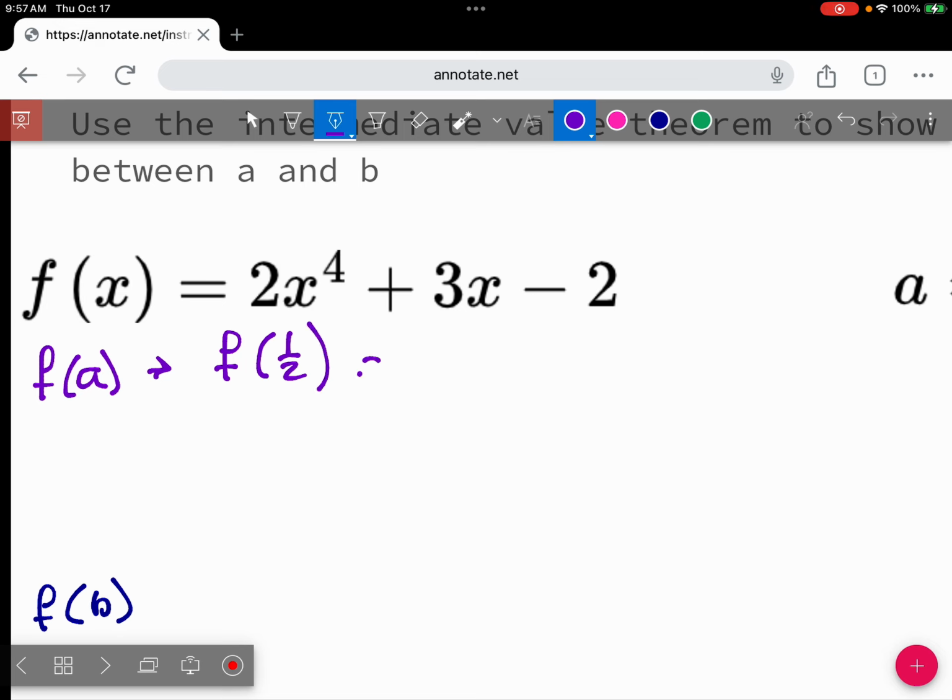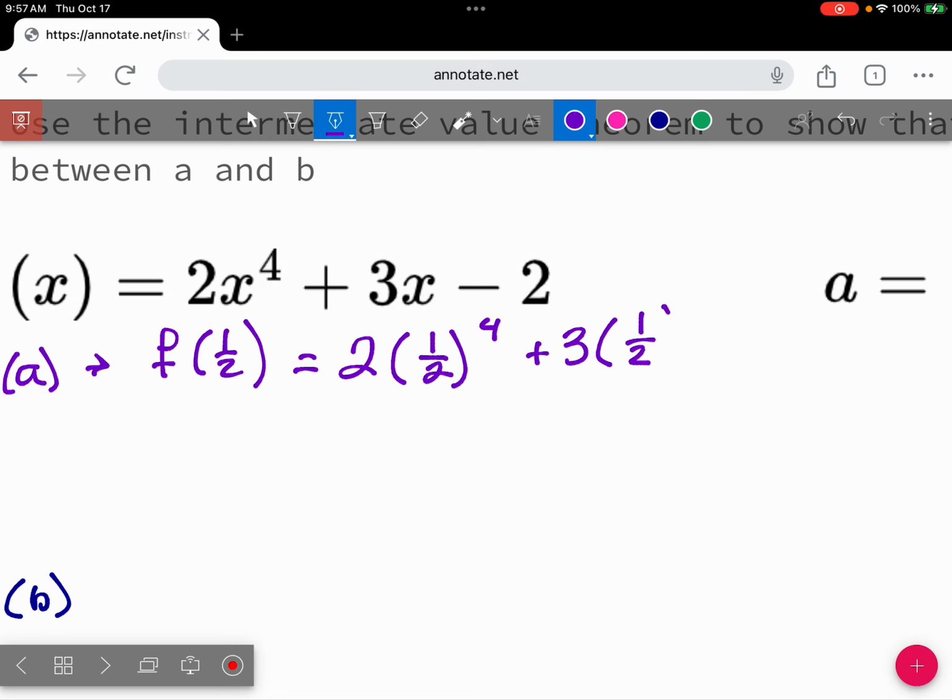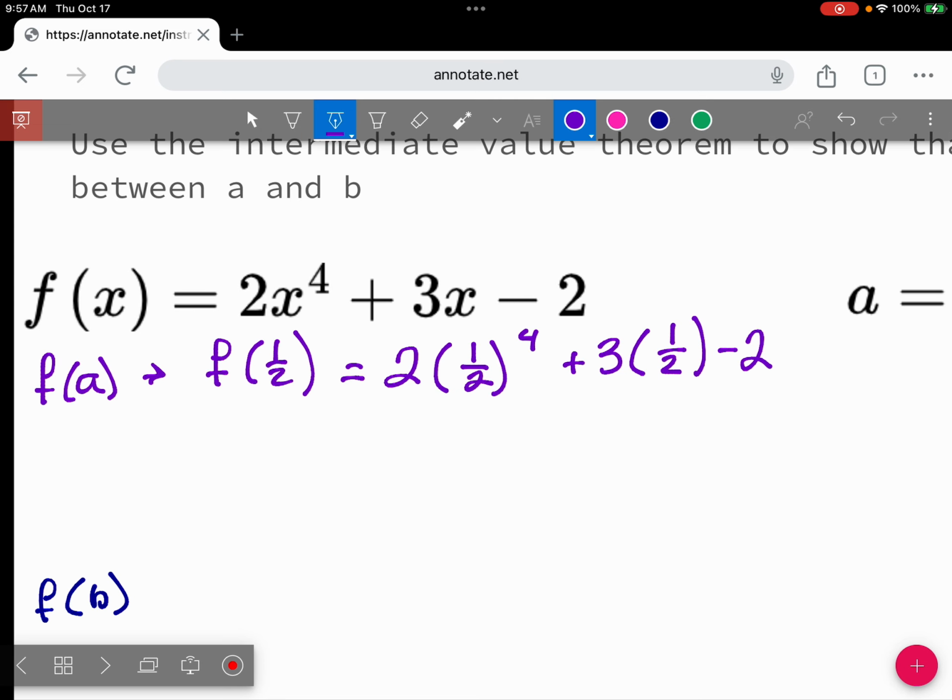So we're going to substitute that into the equation. We're going to have our 2 times our 1/2 to the 4th plus 3 times 1/2 minus 2. And aren't we so happy that we can use calculators for this now? 1/2 to the 4th, I mean, you can do that. We know 2 to the 4th is 16. So 1/2 to the 4th would be 1/16. Times 2 would give us 1/8.